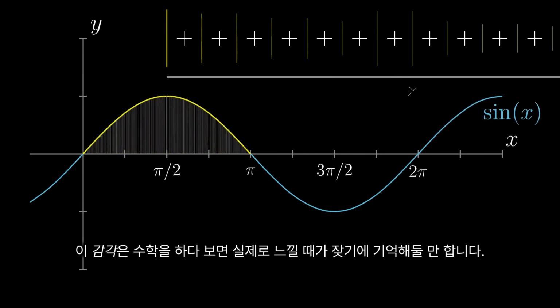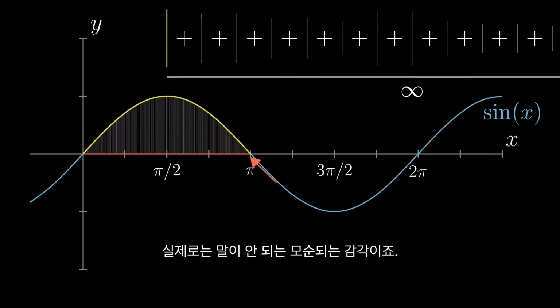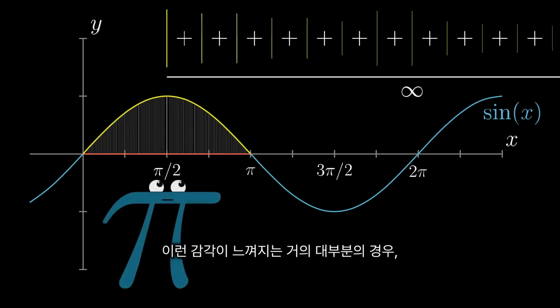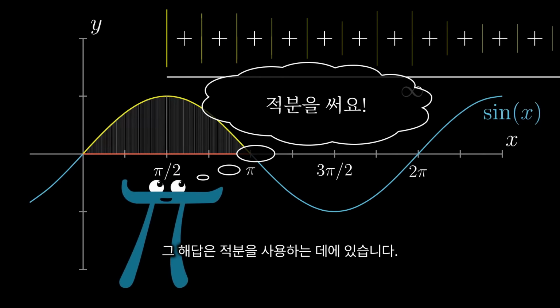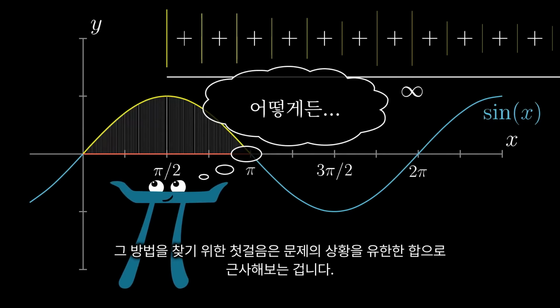Now, this sensation actually comes up a lot in math, and it's worth remembering, where you have this vague sense that what you want to do is add together infinitely many values associated with a continuum, even though that doesn't really make sense. And almost always, when you get that sense, the key is going to be to use an integral somehow. And to think through exactly how, a good first step is usually to just approximate your situation with some kind of finite sum.